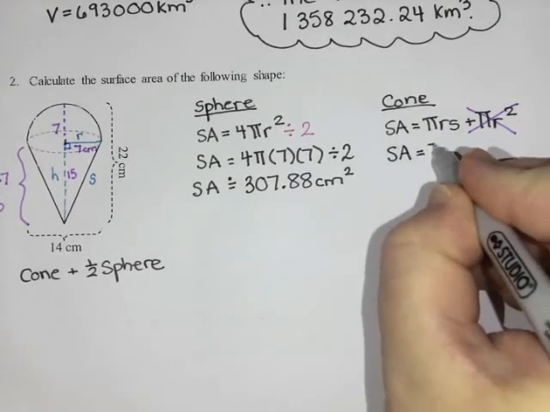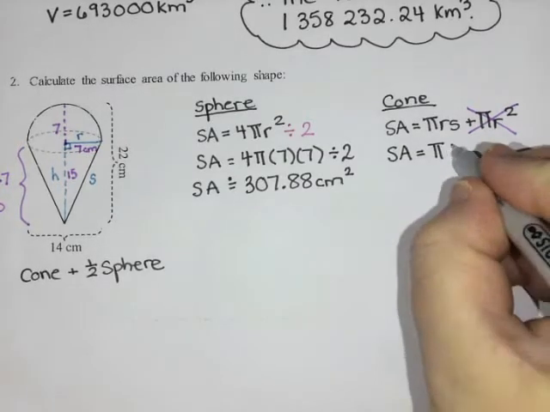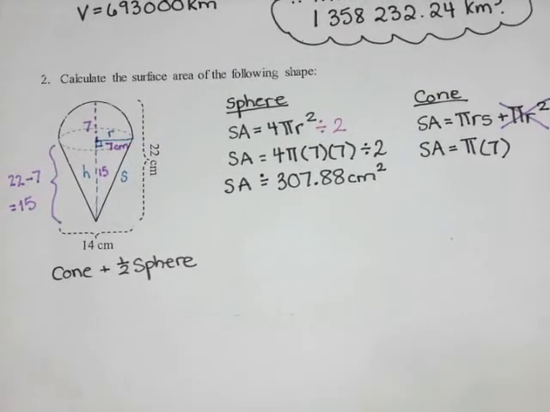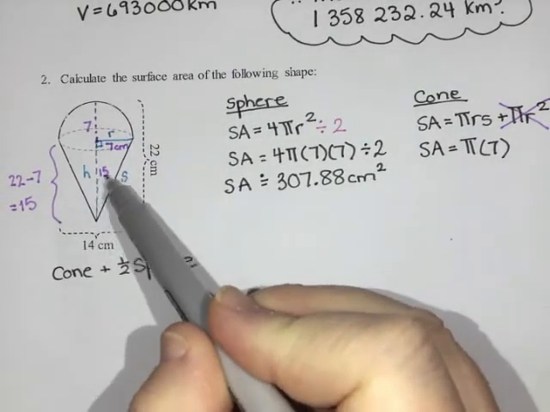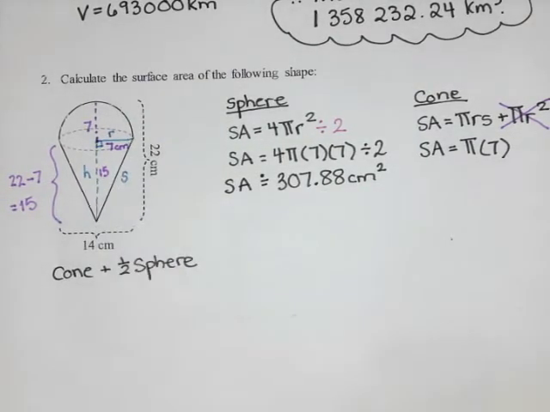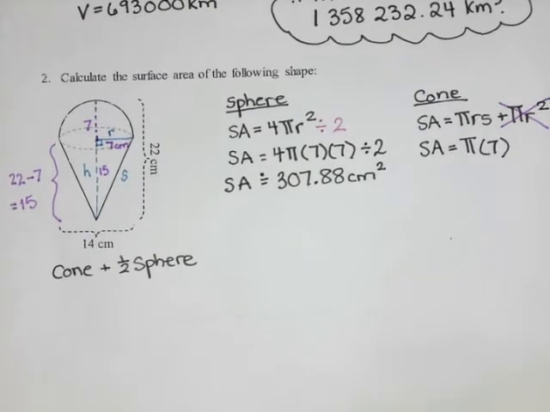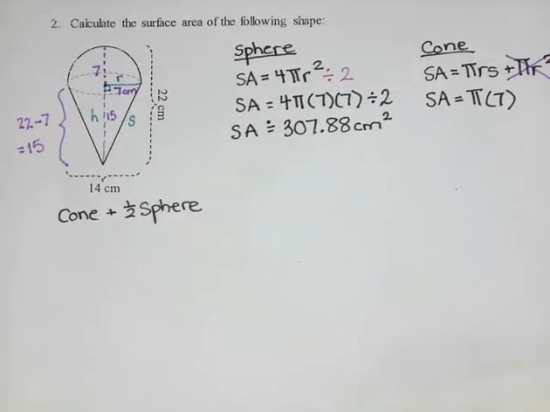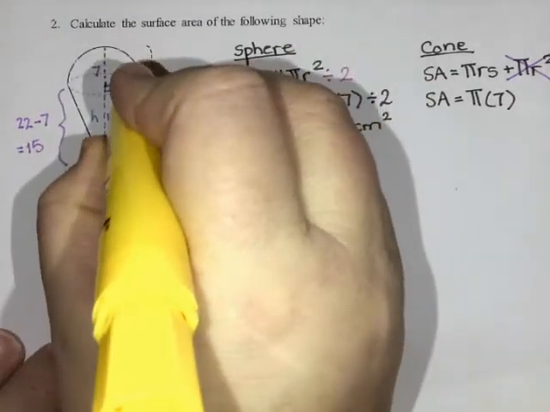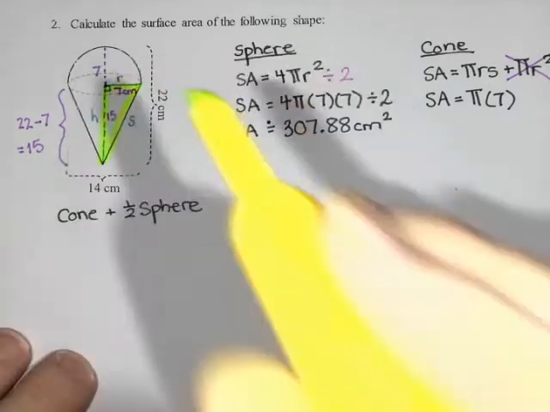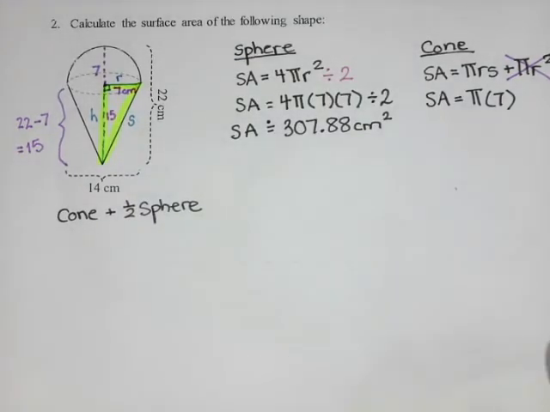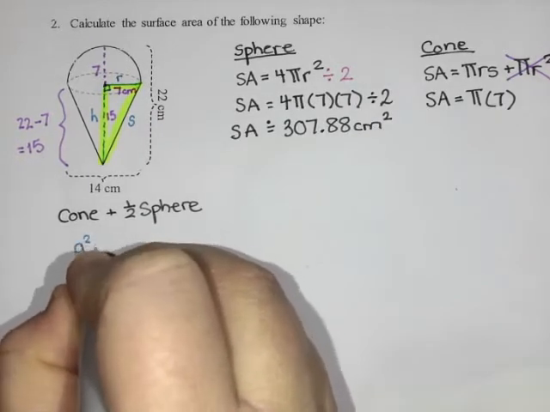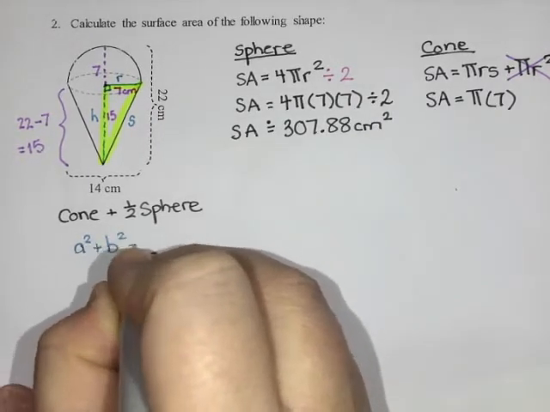So pi, I'm going to use my pi button. R is 7, and then S is my slant height. So I know that the actual height inside is 15, but I don't know what the slant height is. And in order to calculate that, I'm going to need to use Pythagorean theorem. I notice that this is a right angle triangle inside here. So I should be able to calculate what S is using Pythagorean theorem. So Pythagorean theorem says a squared plus b squared equals c squared.